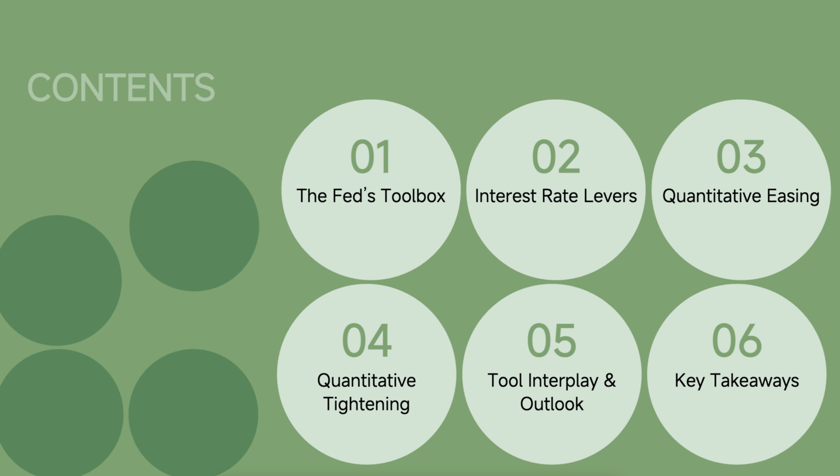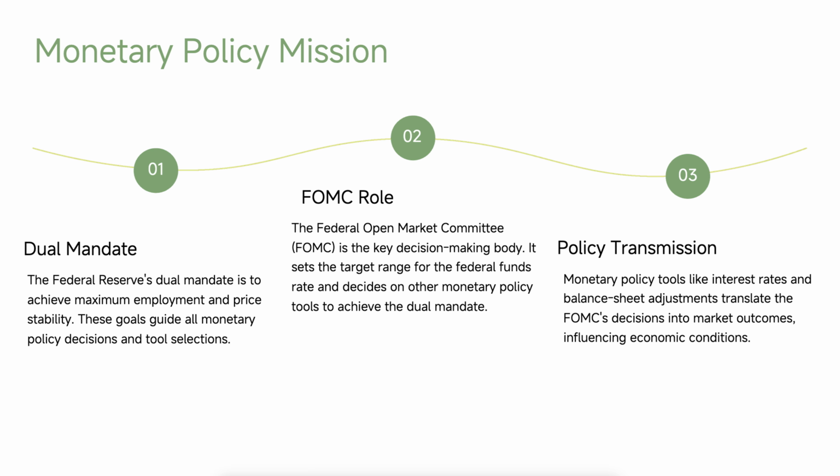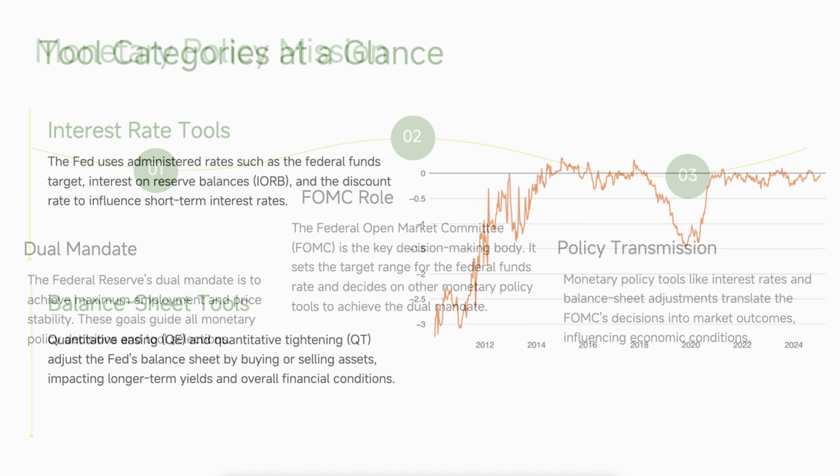Let's start with the Fed's mission and why monetary policy even exists. The Federal Reserve operates under what's called the dual mandate: maximum employment and price stability. Every tool the Fed uses, from rate changes to balance sheet operations, is aimed at keeping unemployment low and inflation under control. The key decision making body behind these tools is the Federal Open Market Committee, or FOMC. They meet regularly to assess economic conditions and set the direction for monetary policy.